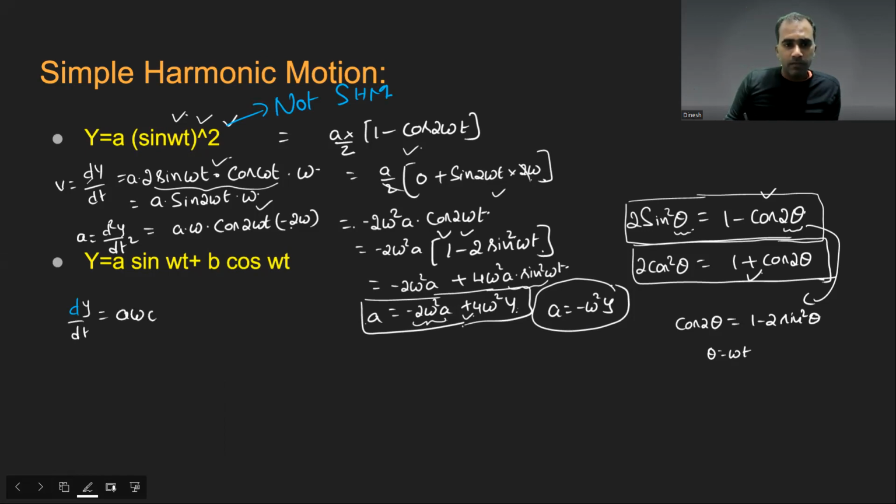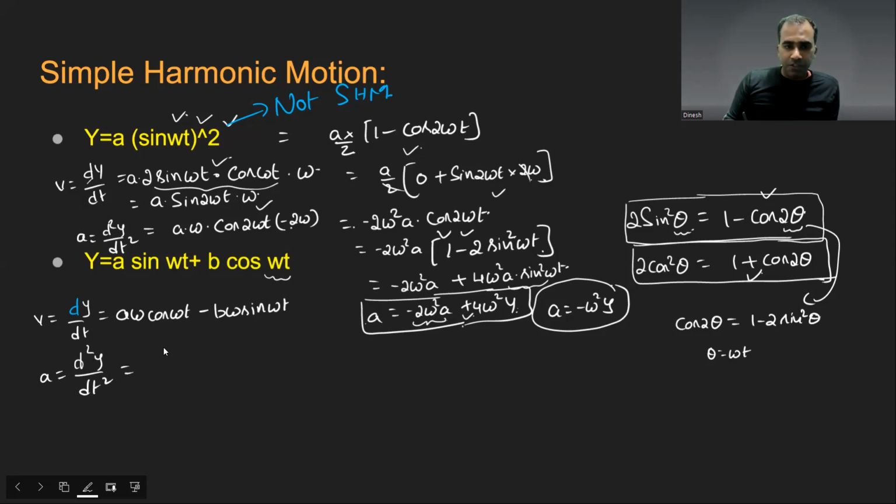A omega cos omega t minus b omega sine omega t. And just differentiating it. Sine omega differentiation is cos omega differentiation is sine. And after differentiating cos, you'll get sine, and then they differentiate the inside part also. Okay, next differentiate it again to get acceleration.